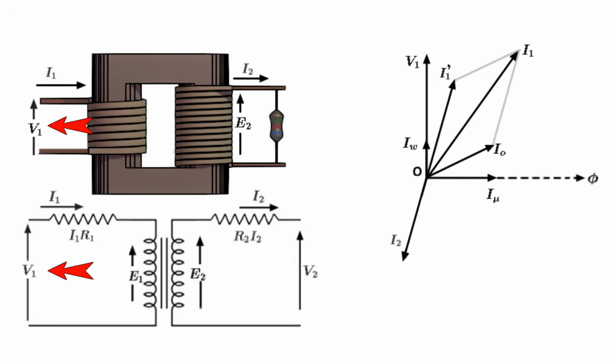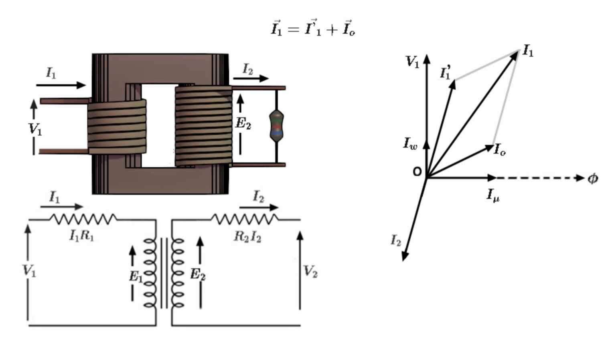Now suppose we apply a voltage V1 across the primary terminal of the transformer and connect a load at the secondary. Both primary current and secondary current flow. The total primary current is I₁ equals I₁' plus I0. Due to this current, there will be resistive drops in the windings. In the primary winding, the voltage drop is I₁ times R1. In the secondary winding, the voltage drop is I2 times R2.